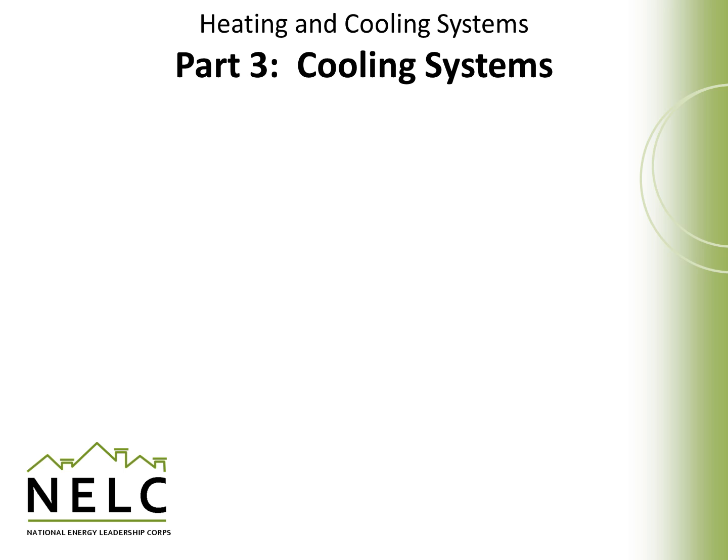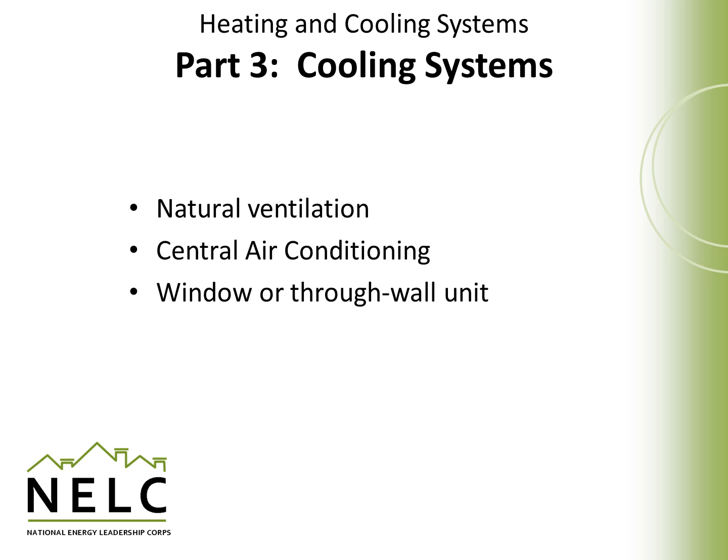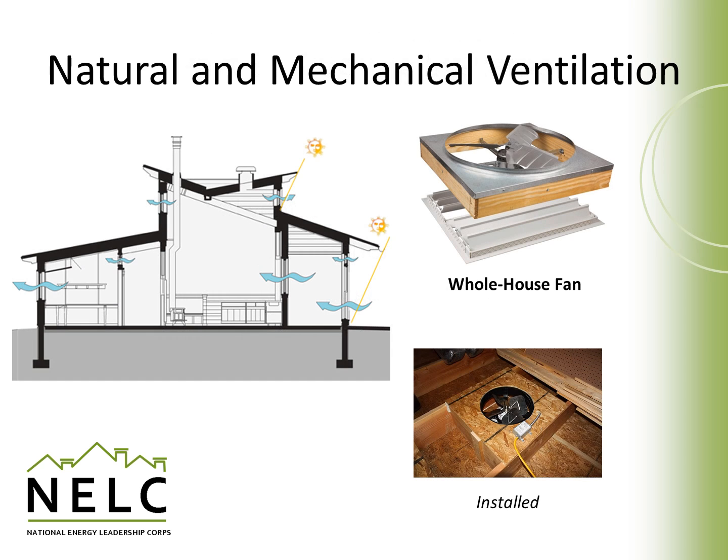This module will discuss cooling systems for homes, including natural ventilation, central air cooling, window and through-wall units, and mini-split air conditioning systems. Natural ventilation is one of the oldest forms of air conditioning, and it can be achieved in a number of ways. One method is for heat to be allowed to escape high in a house through clerestory windows, and allowing then cooler air to be drawn in through lower floors and creating a natural convection current that can produce a cooling effect in a house.